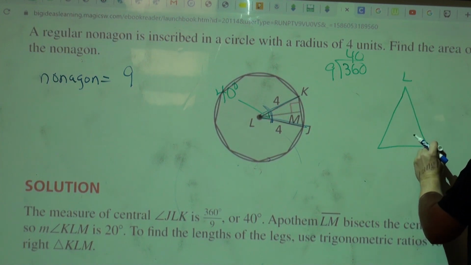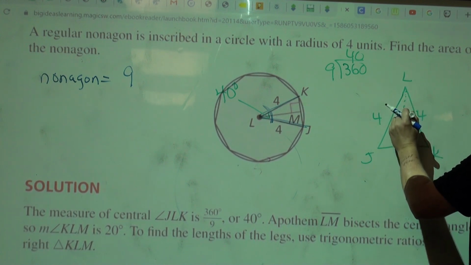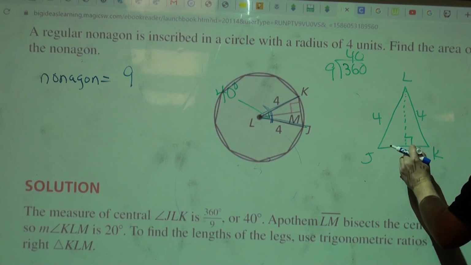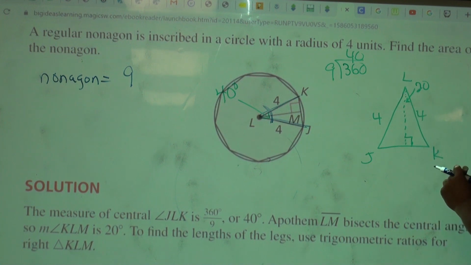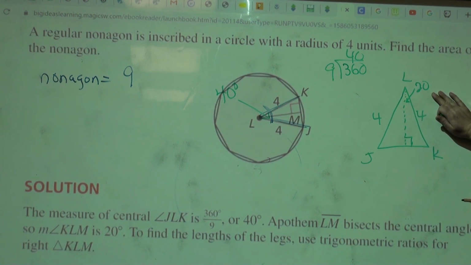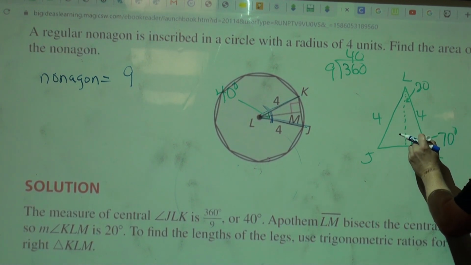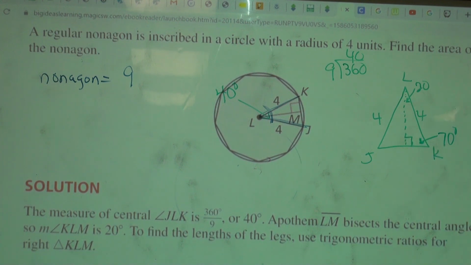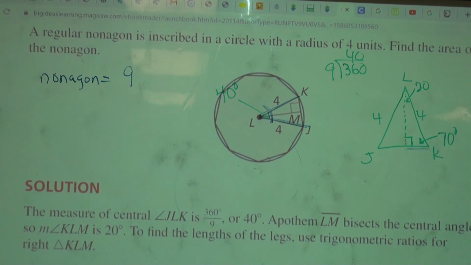L, K, and J. 4, 4. Here's your apothem. We know that this is 90. We know that half of this is 20. Okay? So I have this little triangle with 20 and 90, which makes this 70 degrees. What I'm trying to calculate is the length of this segment right here. So I have 20 degrees, 70 degrees, and I have the hypotenuse of 4.